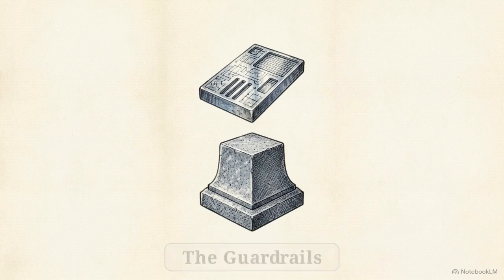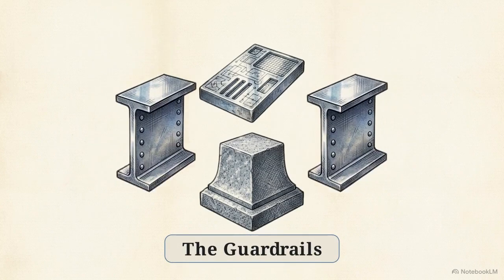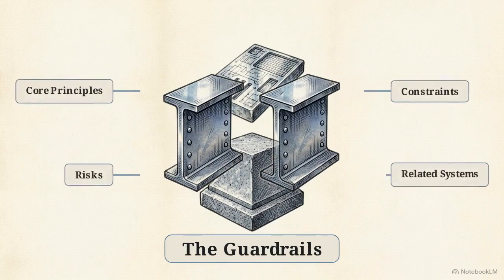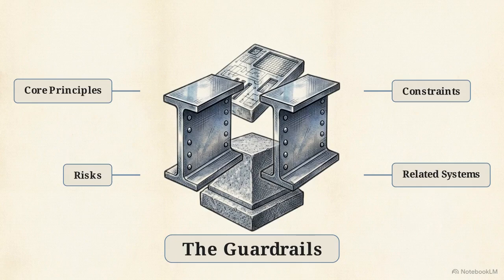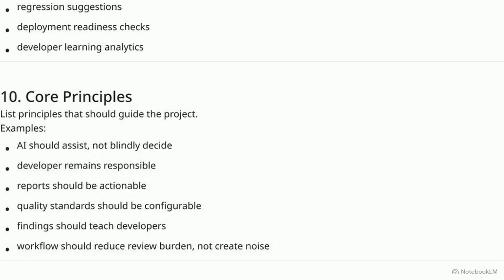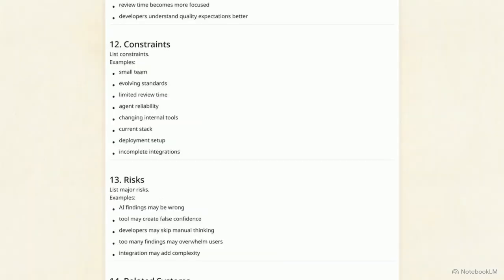Finally, we reach the third pillar, the guardrails. This is what encloses the project in safety and operational constraints. This section outlines the core principles. These qualitative rules dictate how a system behaves, like ensuring an AI assistant supports human thinking rather than blindly making decisions. Below that, documenting hard constraints and risks protects the project from predictable failure points.